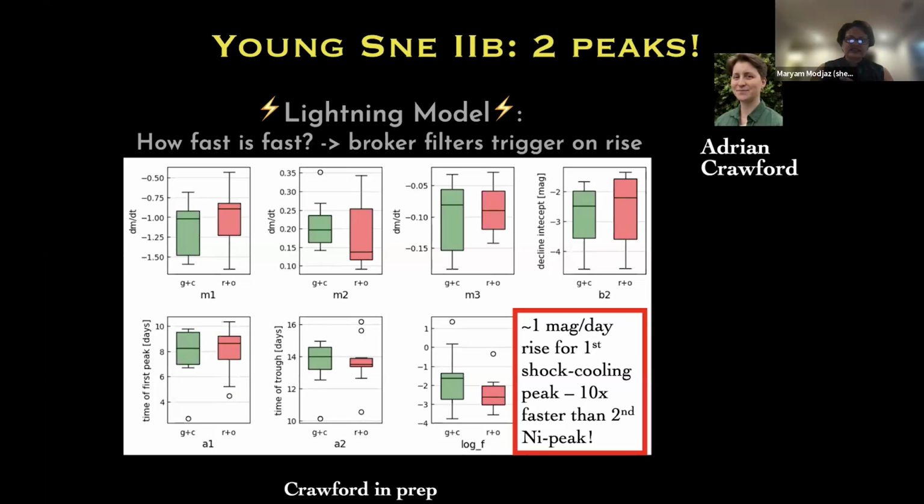One of the highlights is how fast the cooling shock emission is for 2Bs. We find that it's around 1 magnitude a day, which is 10 times faster than the rise to the nickel-powered peak, the main one that we have known and loved for hundreds of years. This one is 1 magnitude a day. And we have the numbers in G band and R band, and hope to answer Azali's question in TVS1, which was, what is the color evolution of young supernovae, in particular type 2Bs?